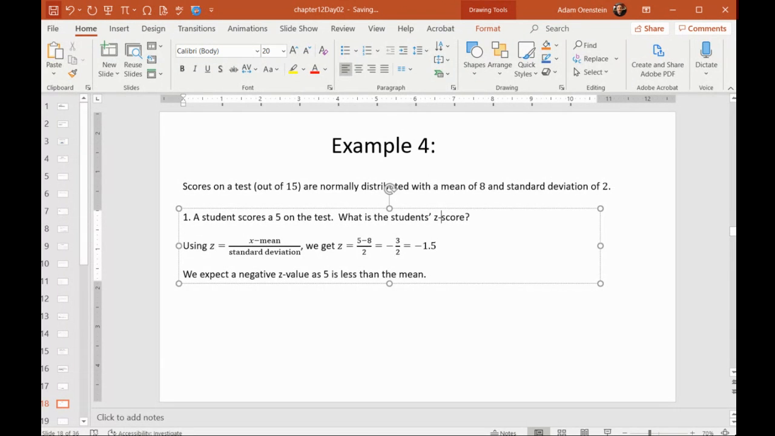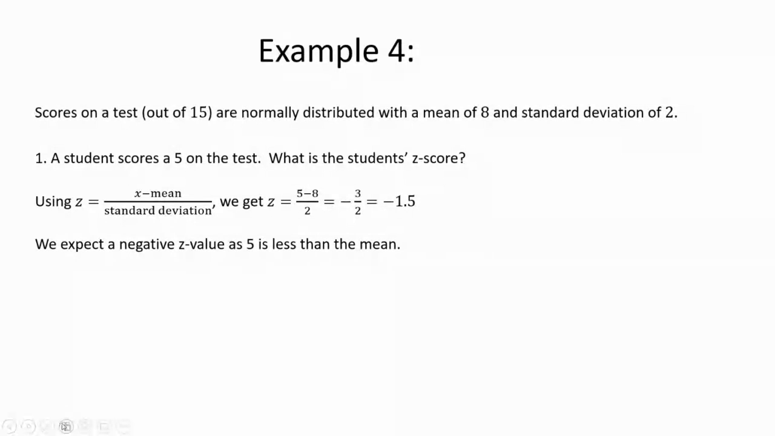But again, we're using that formula there. What we get is our z-score is 5 minus 8, the data value minus the mean over the standard deviation. And that's negative 3 over 2, which is negative 1.5. So this data value 5 would correspond to negative 1.5 in the standard normal distribution. You can think of a data value corresponding to a z-score through this formula.